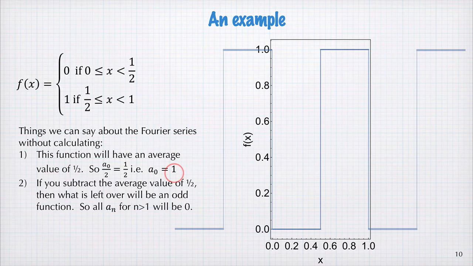Another thing you can notice is if we subtract that value of a half, then what's left over is a function that will be odd. And if the function is odd, then we know that for all an, for n greater than 1, an must be equal to 0. So we'll only need to calculate the bn's to get the Fourier series in this example. So, like I was explaining before, if you look at the function first, you may be able to simplify your problem quite a lot.